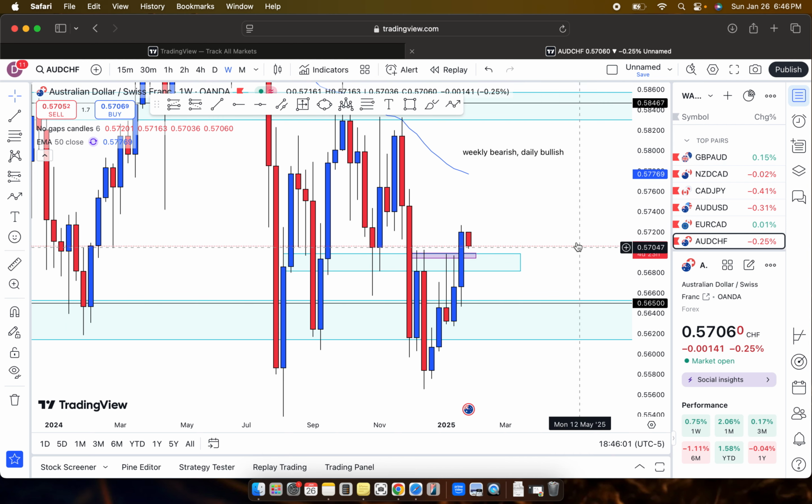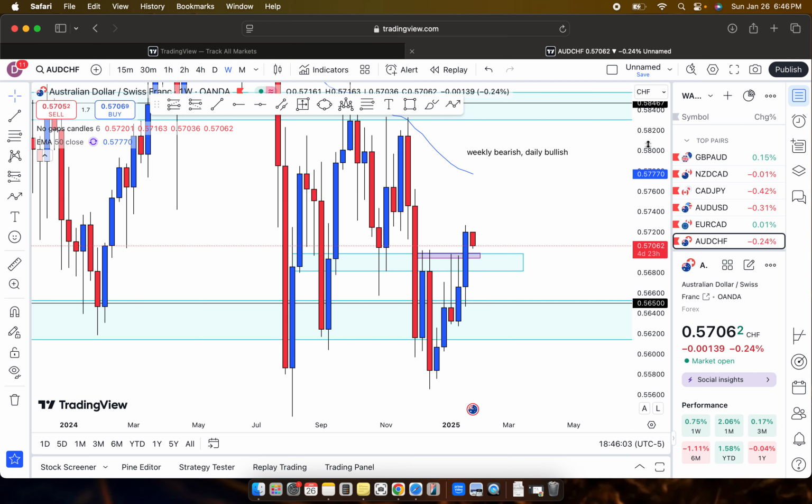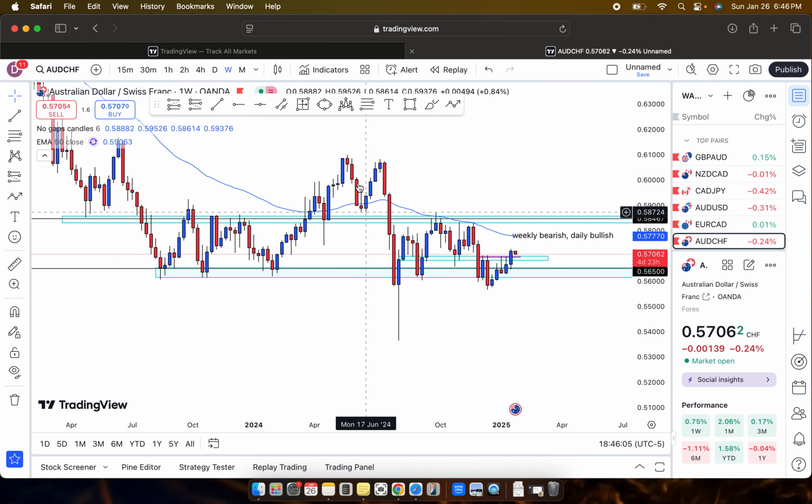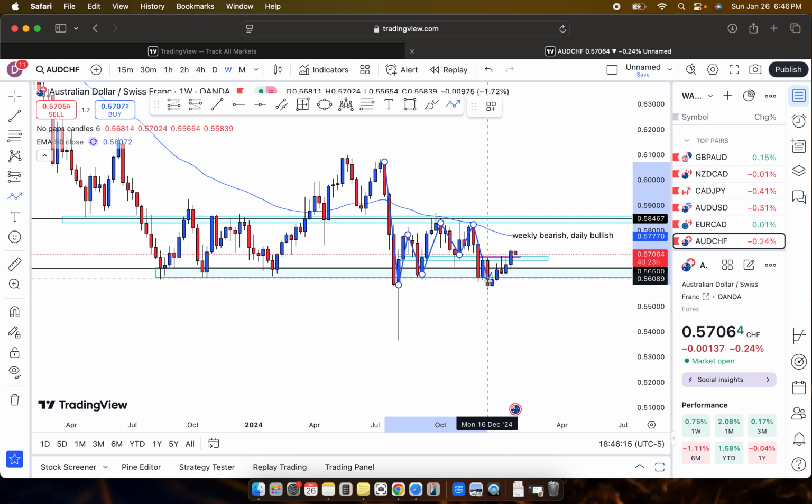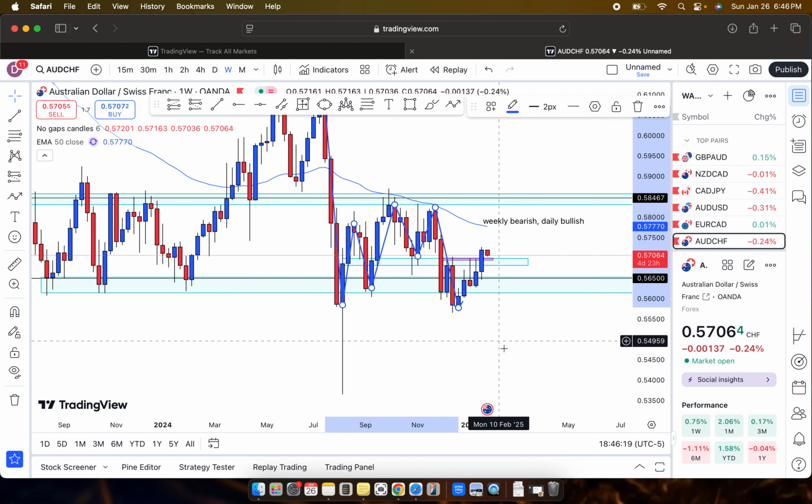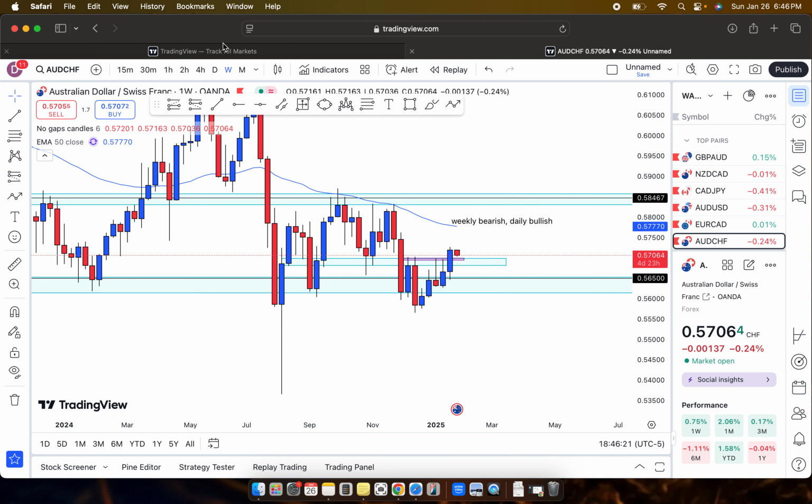Weekly is bearish, as we can see, right? Weekly is bearish. We have lower high, lower low, lower high, lower low. No, sorry, this is all market structure. This right here is lower high to then create a lower low, right? So we are still bearish on the weekly.